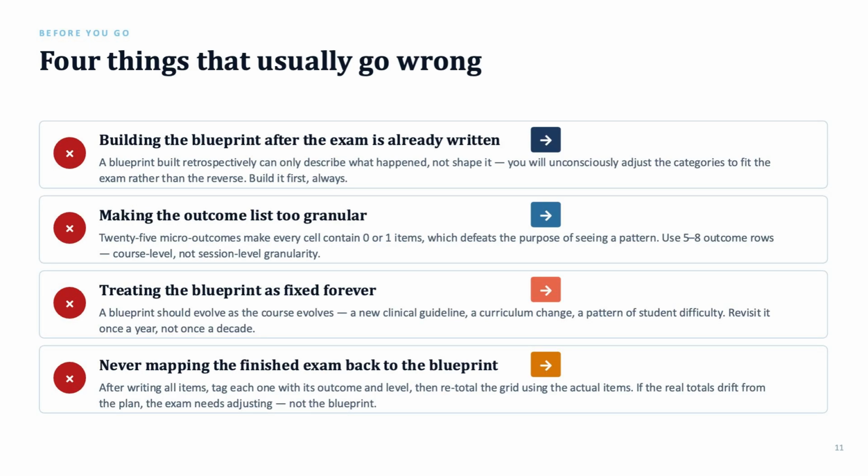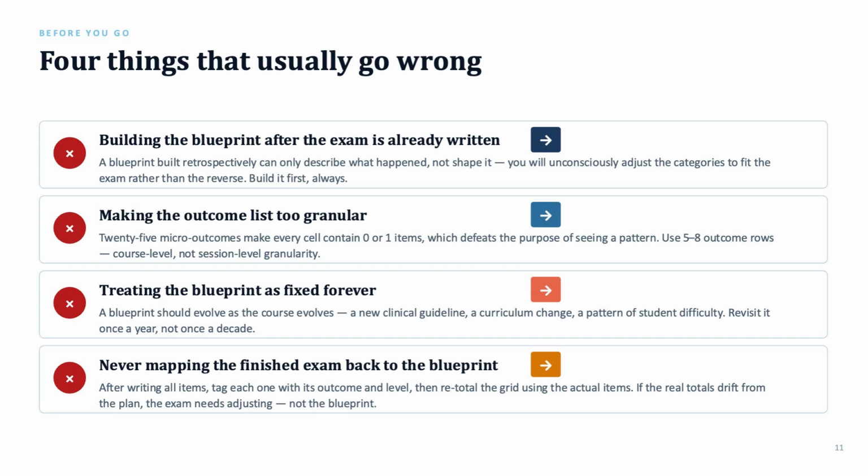When developing assessments, there are 4 critical pitfalls to avoid. First, a common mistake is building the blueprint after the exam is already written. A blueprint constructed retrospectively merely describes what has occurred. It cannot shape the assessment. This inevitably leads to unconsciously adjusting categories to fit the existing exam, rather than the reverse. The blueprint must always be built first.